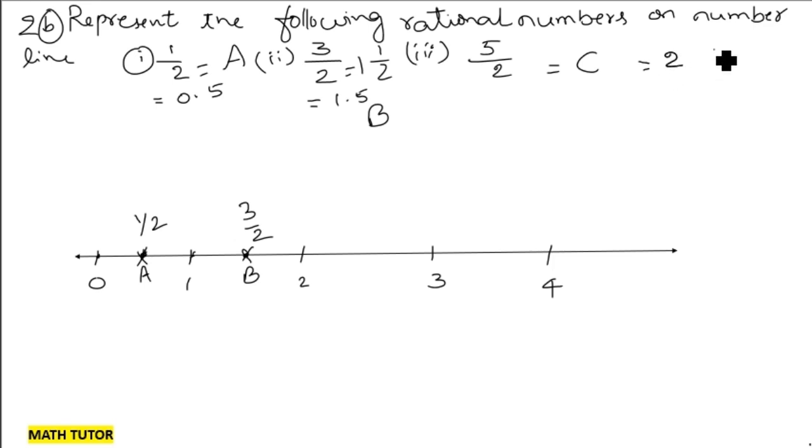What is 5 by 2? C is 2 and 1 by 2. 2 to 4, 5, 5 by 2. That's the fraction we are going to get here. So from 2, again half, that is 0.5. So between 2 and 3, that 0.5 will come. So 1, 2, that is 2 and a half. That will be the 5 by 2 point here. I'm just giving some name, C.